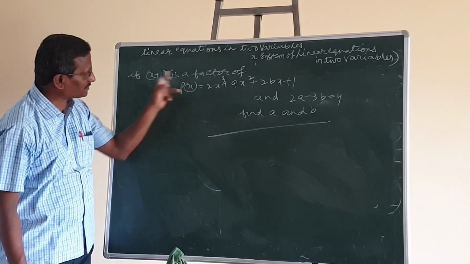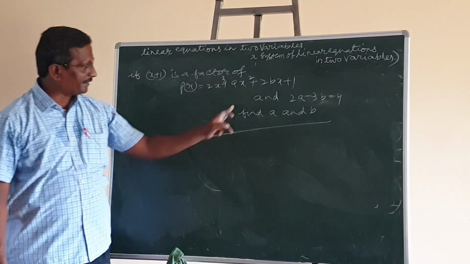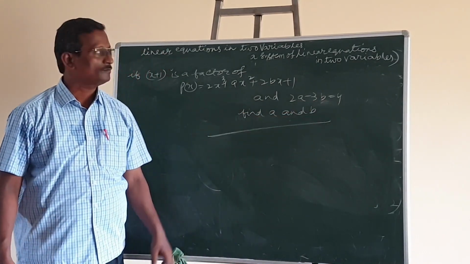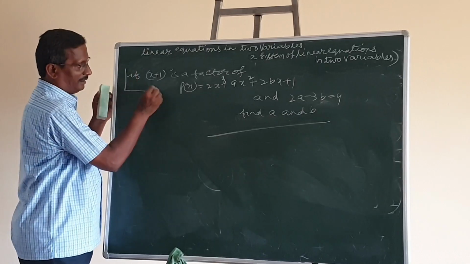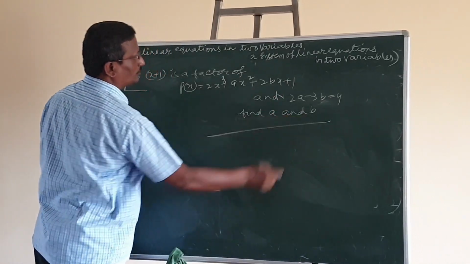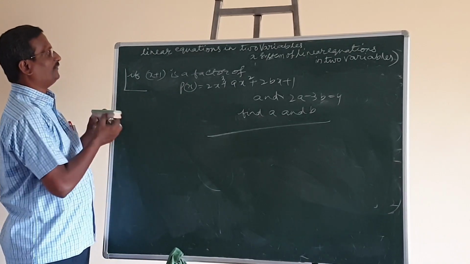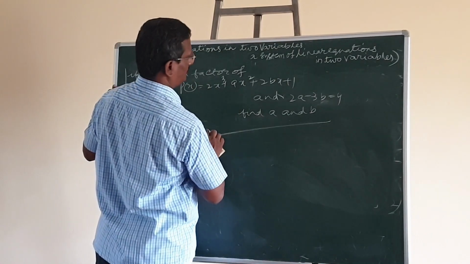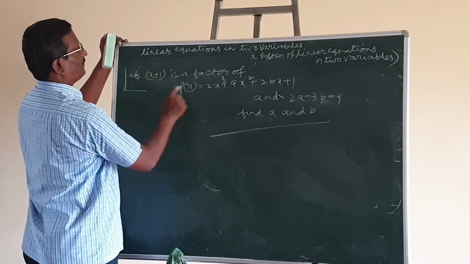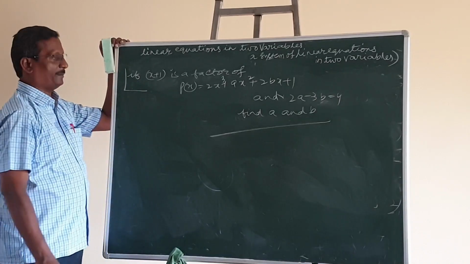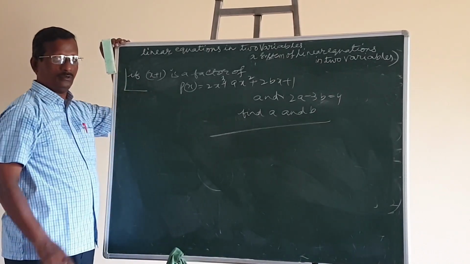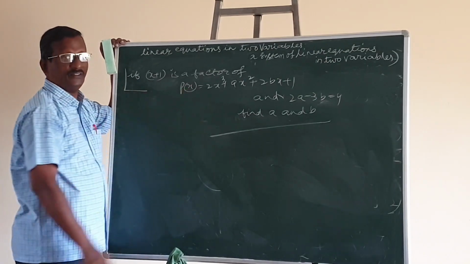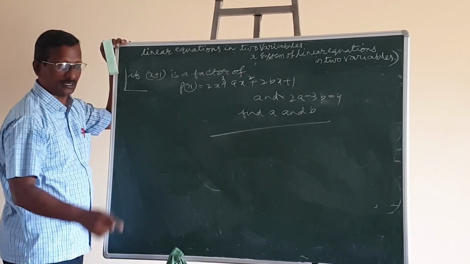It's given x plus 1 is a factor of the polynomial. It is also given the relationship between a and b, 2a minus 3b is equal to 4. We have to make use of this and this, and we have to find the values a and b. It goes like this: if x plus 1 is a factor of the polynomial, according to the remainder theorem, put x plus 1 is equal to 0, then we get x is equal to minus 1. Find out p of minus 1, which is exactly equal to the remainder as per the remainder theorem.